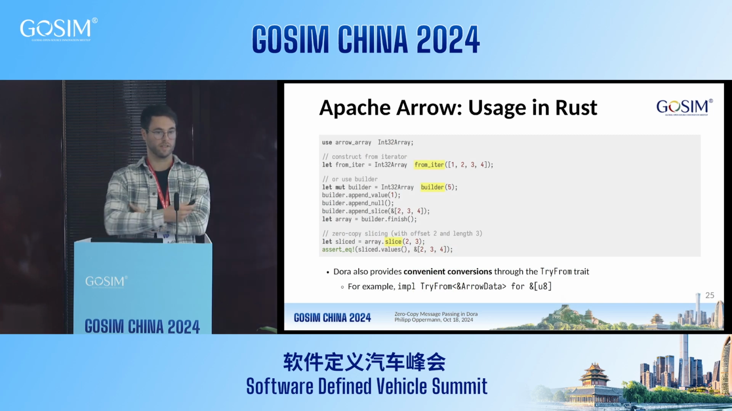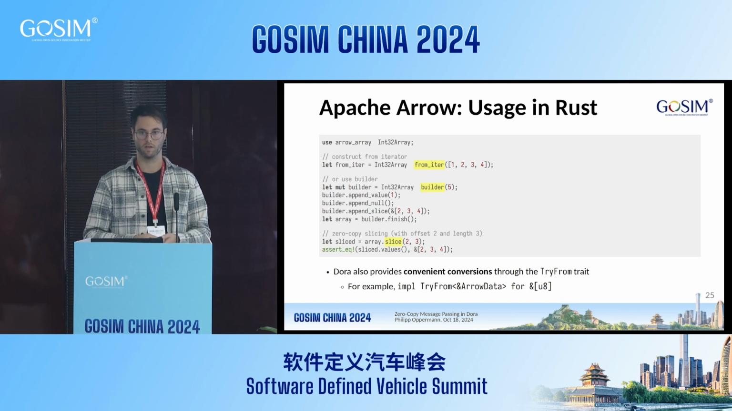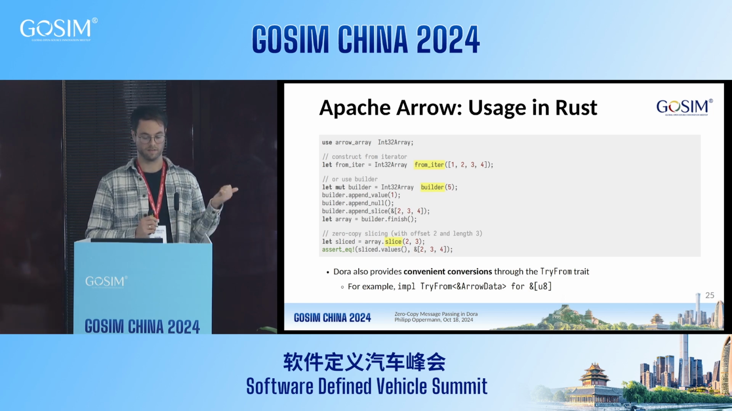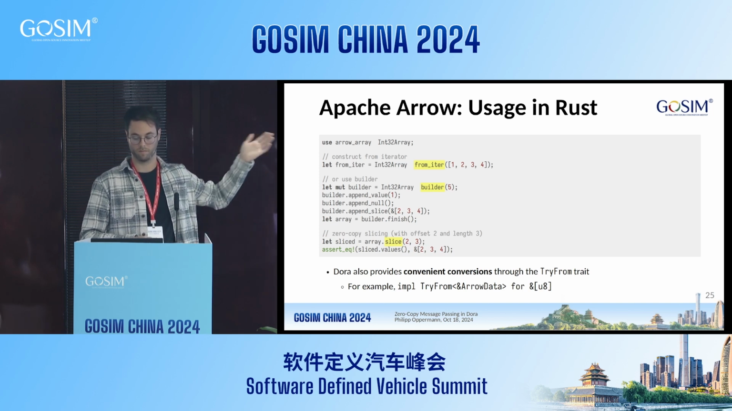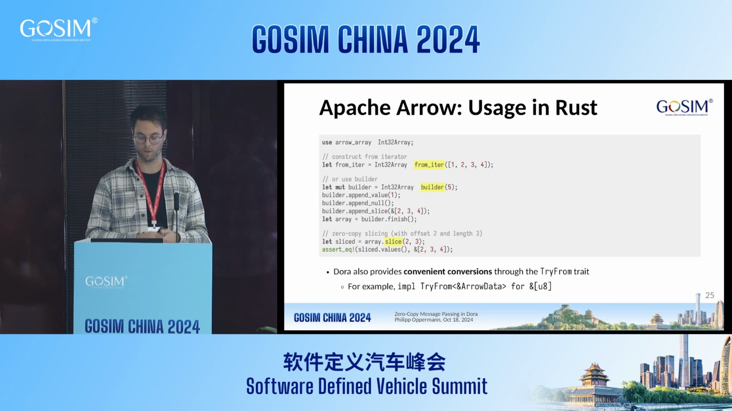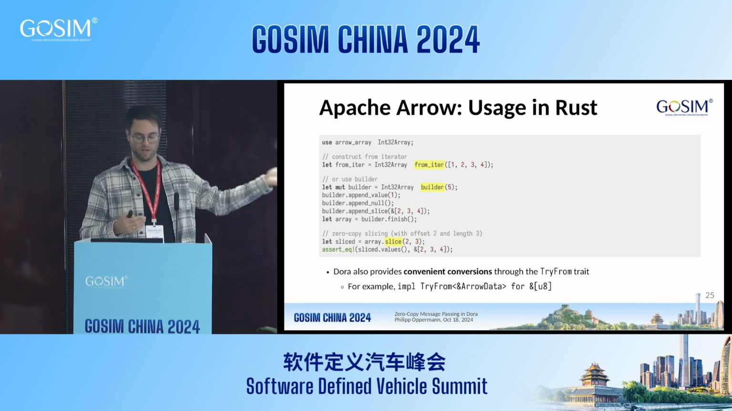Yeah, and using Apache Arrow is, as I said, possible from lots of languages. In Rust, we have this Arrow crate, this official one. So Arrow array is a subcrate of that. And there you have types for all the different array variants. So Int32Array is an array of 32-bit values, and you can construct it from an iterator. You can construct it using the builder pattern and append the values one by one.